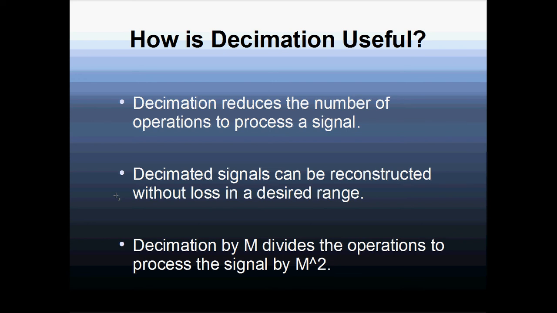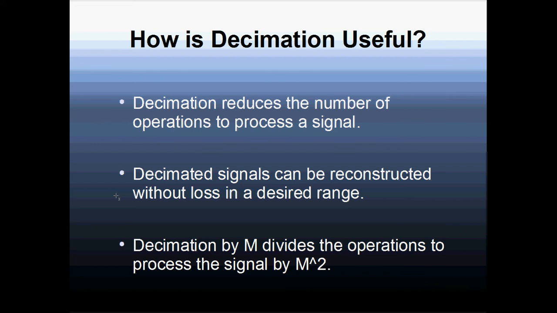But more importantly, decimation is useful because it drastically reduces the number of operations that a chip must take in order to process that signal. Since most filter operations take a time that is directly proportional to both the sample rate of the signal and the length of the signal, a decimation by m gives an improvement in the number of operations that is quadratic, an m squared reduction.